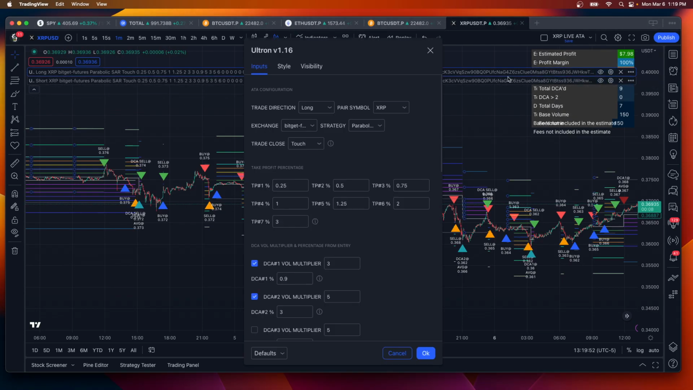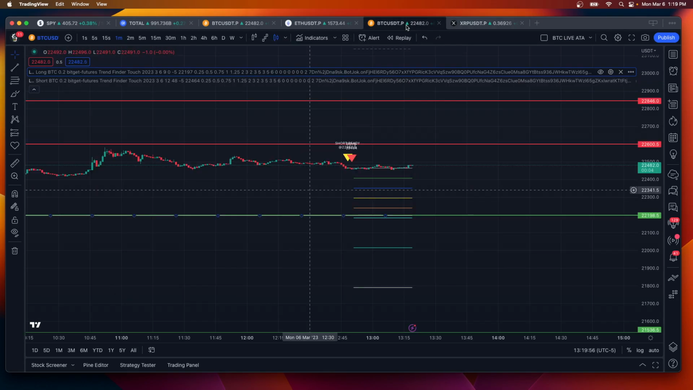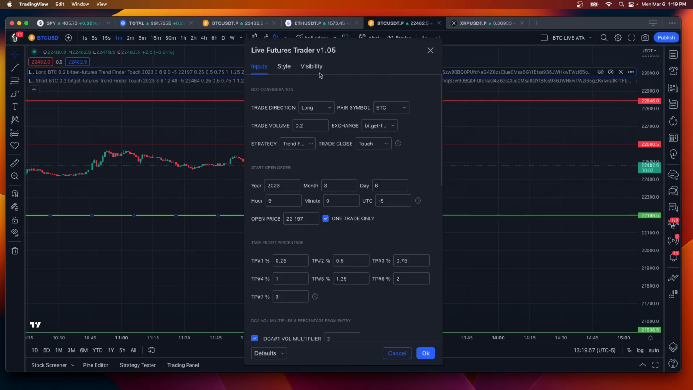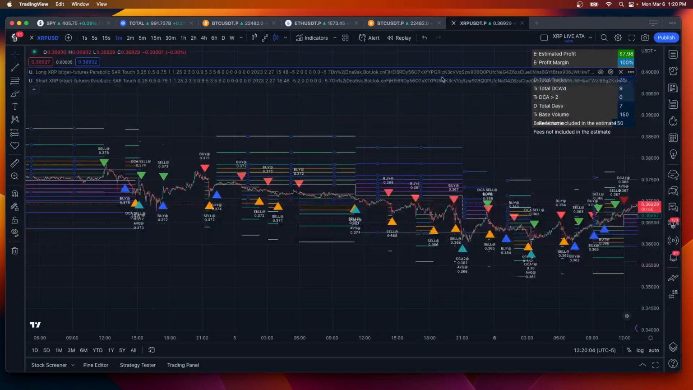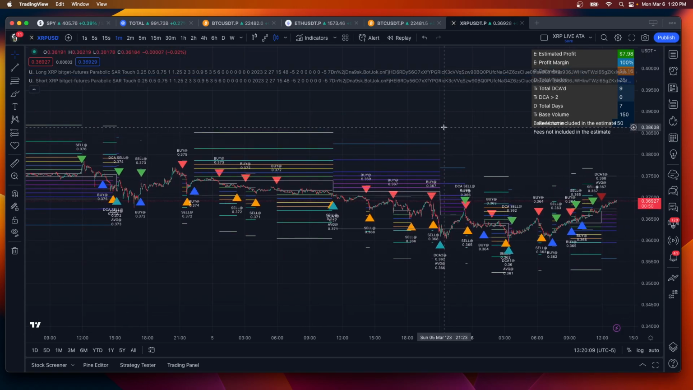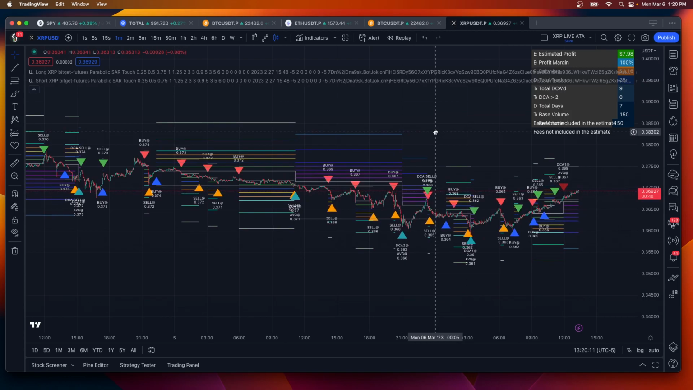If you look at my screen here, you can see I'm running version 1.16. If you are using Live Trader, we also did a similar update. You can see here it's version 1.05. The update affected both in the same way, so that's why I bring that up. But I just wanted to do a quick video to talk about what this change is.